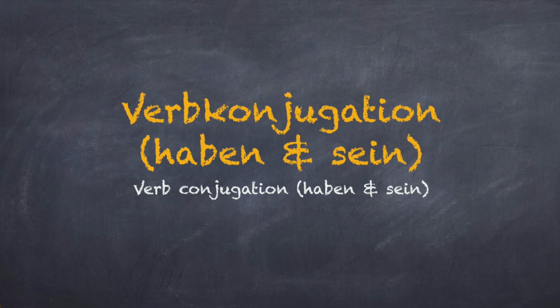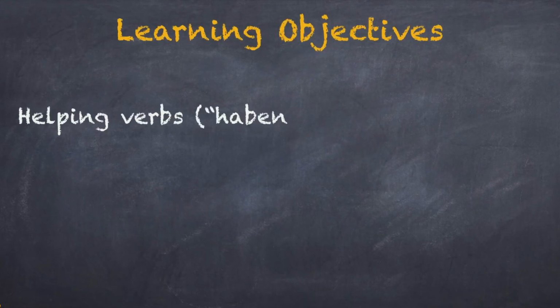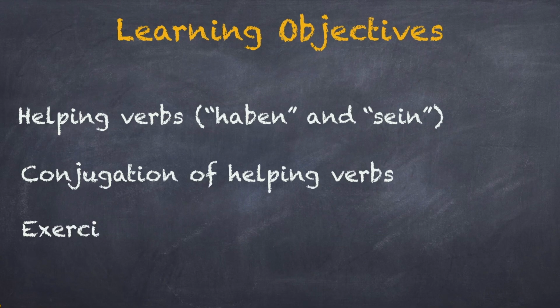Verb conjugation, haben und sein. In this lesson, you will learn how to conjugate the two most important verbs, haben and sein. At the end, we will do a small exercise.